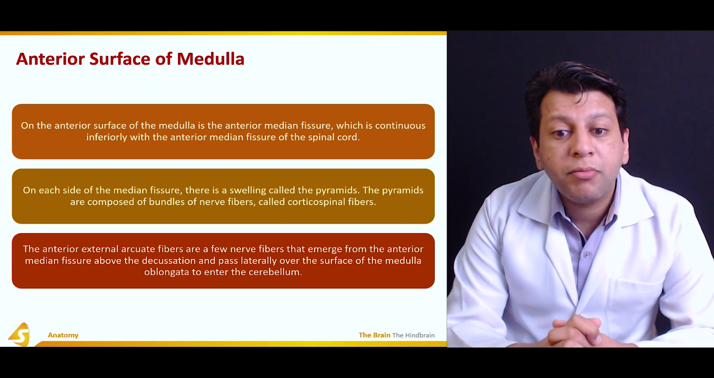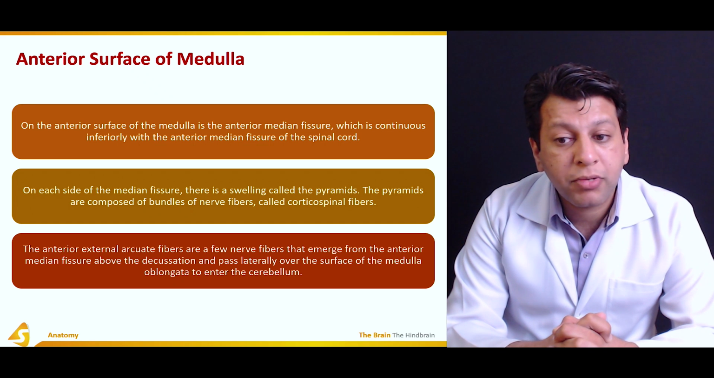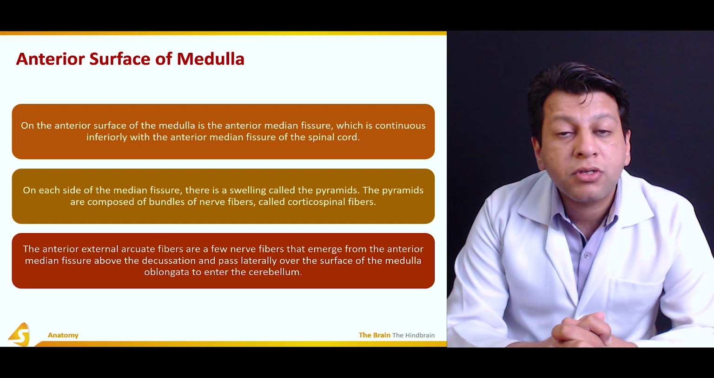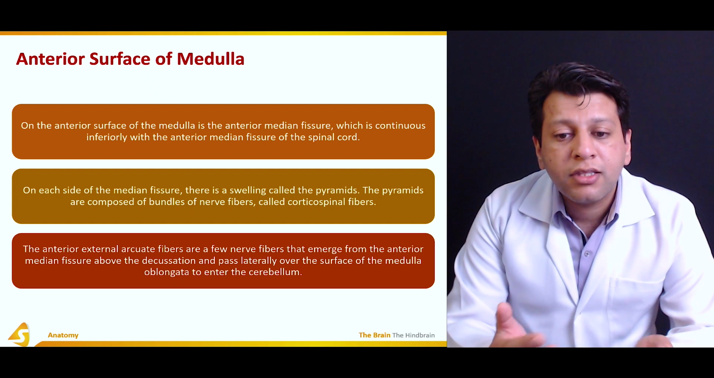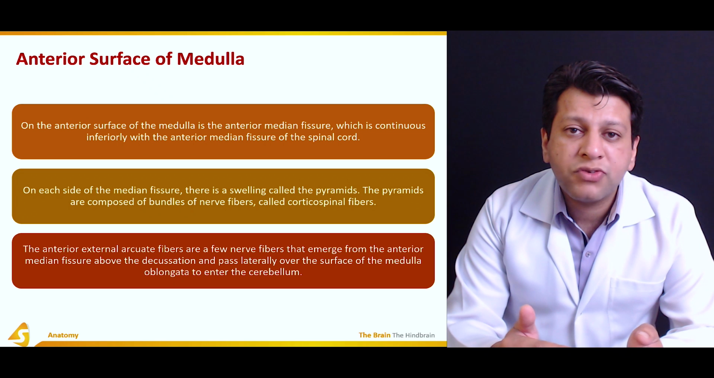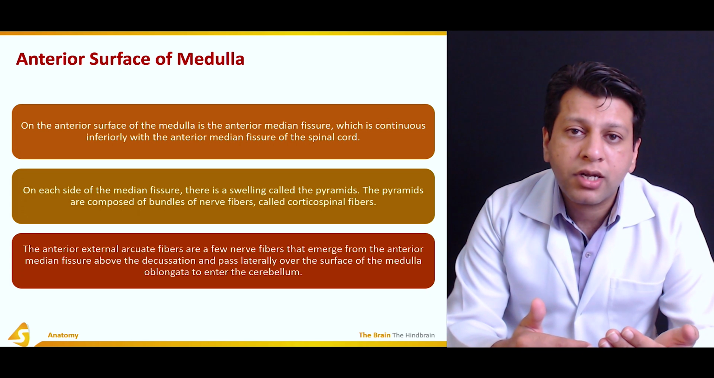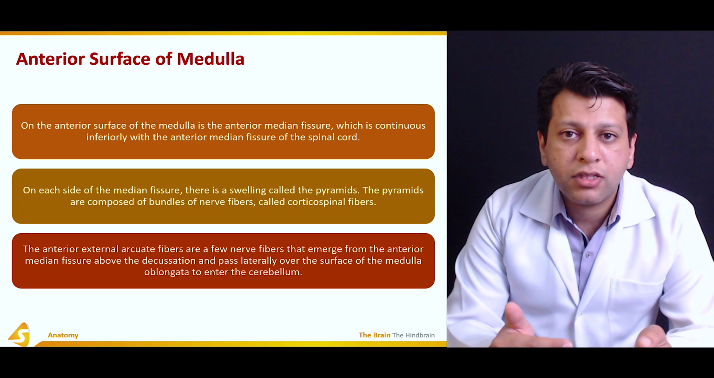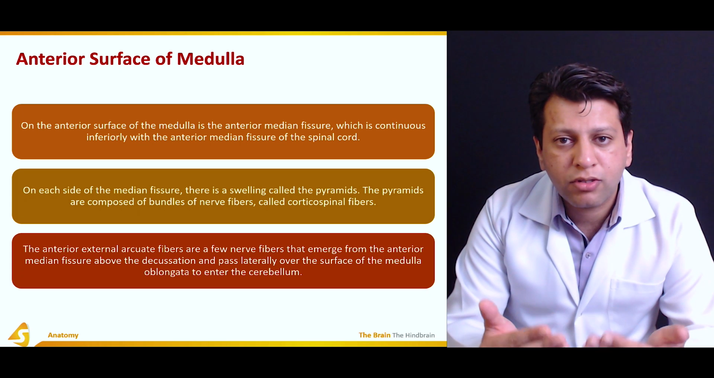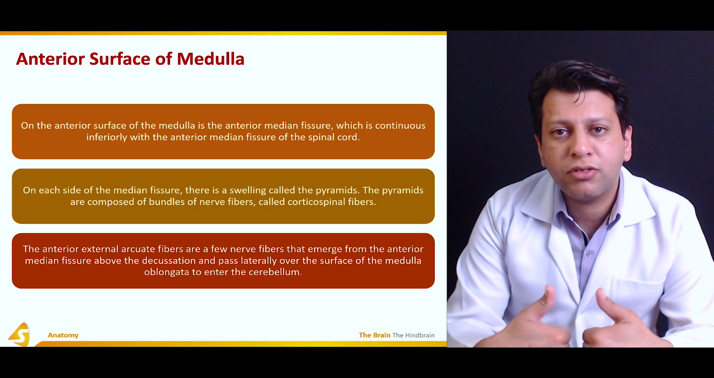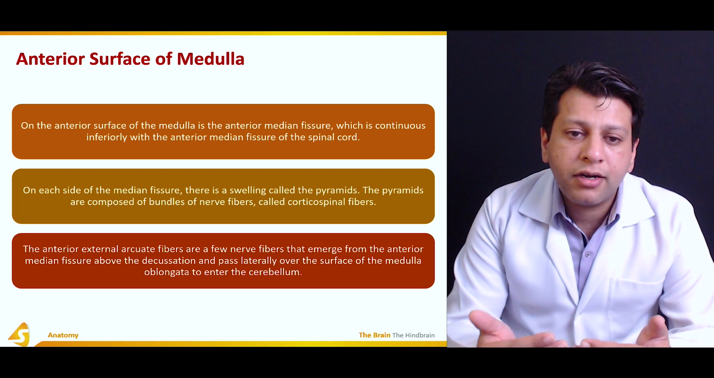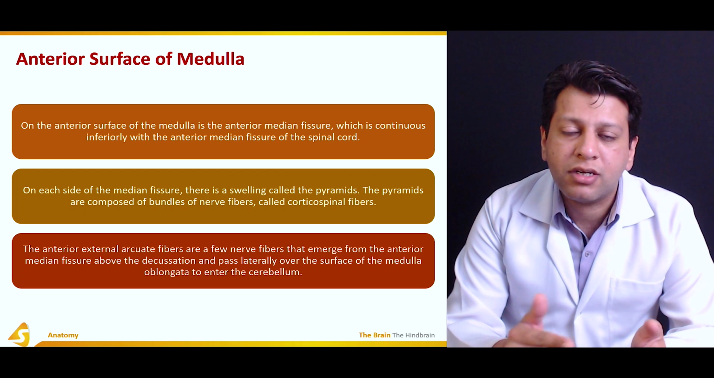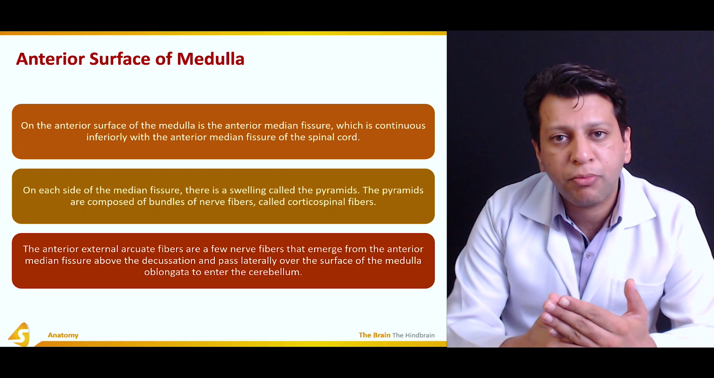On each side of the median fissure, there is a swelling called the pyramids. The pyramids are composed of bundles of nerve fibers called corticospinal fibers. These are the fibers which have arisen in the motor cortex. They have come all the way down to this level from the forebrain. They have gone across the midbrain, then eventually reach the hindbrain. And at the level of the decussation of the pyramids, these fibers decussate. Decussation means going towards the opposite side.